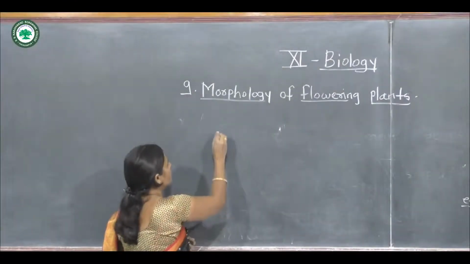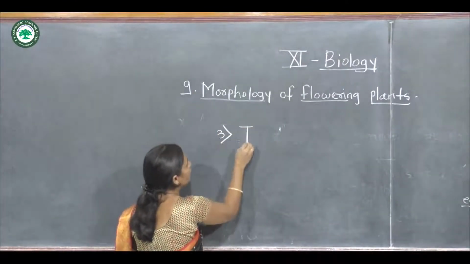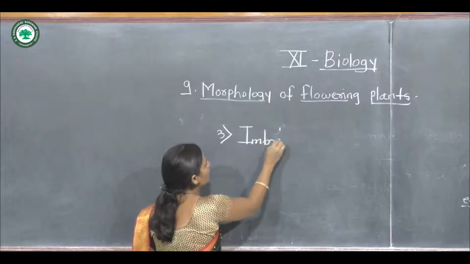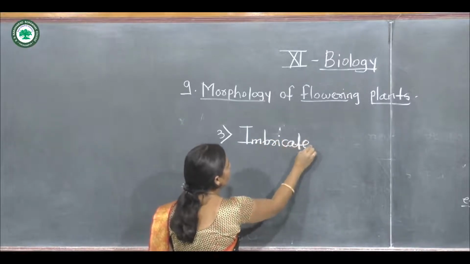The third type of estivation is imbricate estivation.